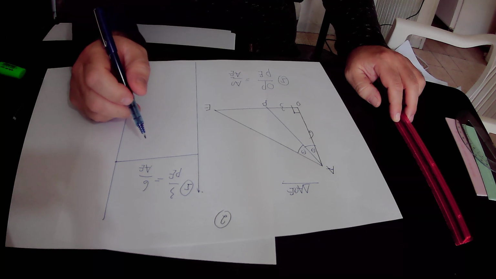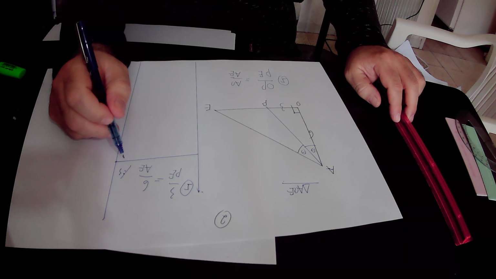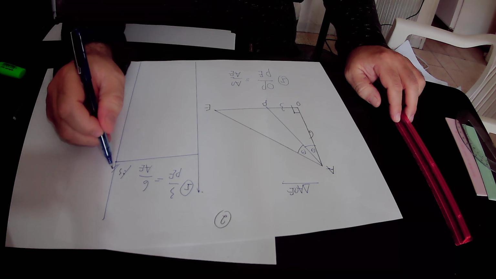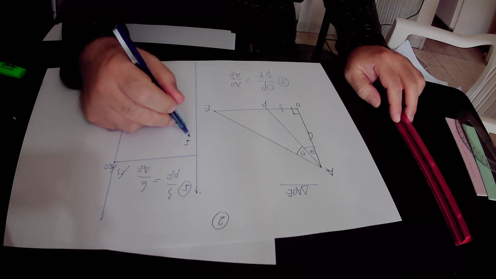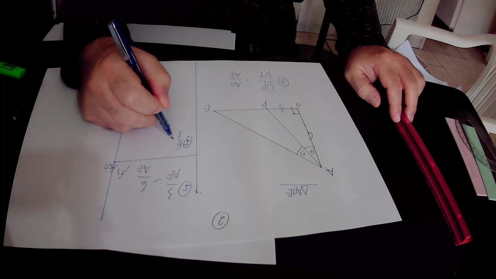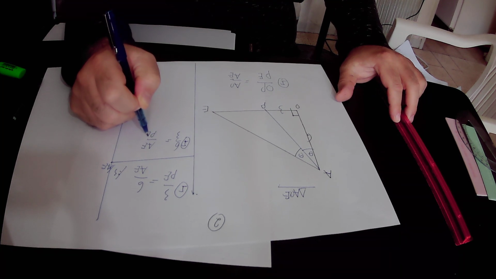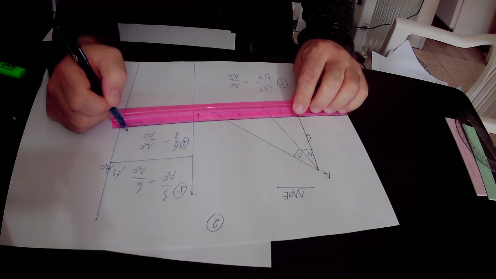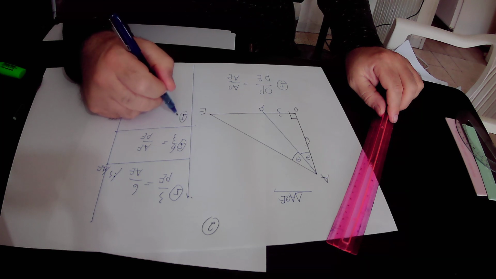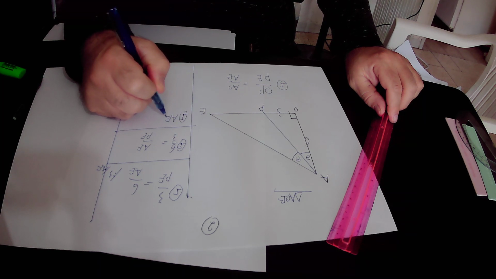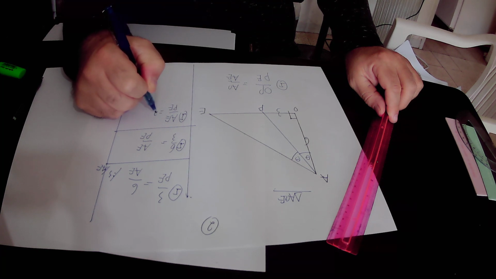Here we will divide this equation by 3, and multiply it by AE, and we will get that according to equation number 1, 6 over 3 equals AE over PE. 6 over 3 is 2, so I write it down. According to equation number 1, AE over PE equals 2.